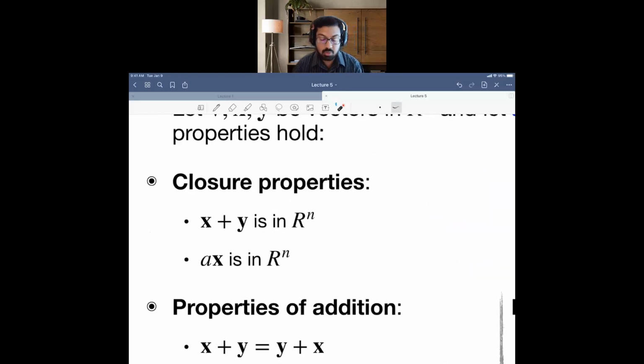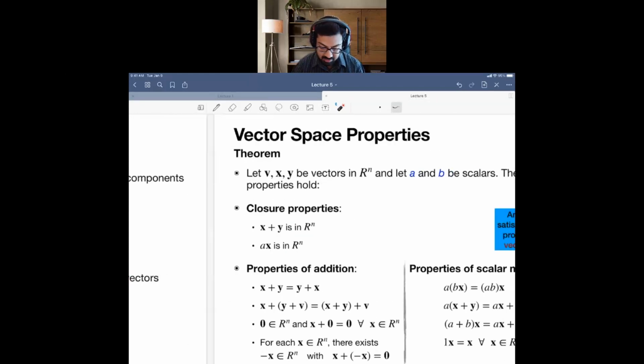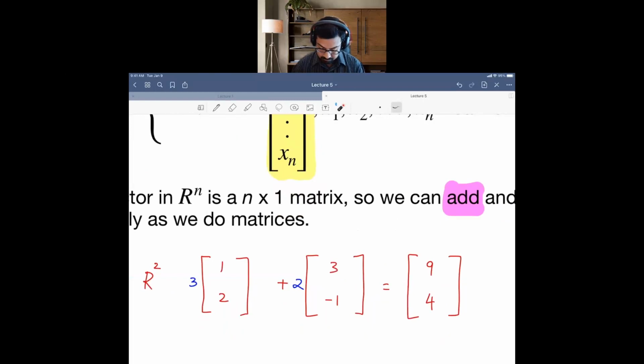We start with the closure properties first. If you have x that belongs to R to the n, and if you have y that belongs to R to the n, if you add these two vectors, we are also going to get a vector that belongs to R to the n. And this is something that we have seen right here, right? 1, 2, 3, -1. When we added, we got another vector which was 4, 1 that belonged to R squared.